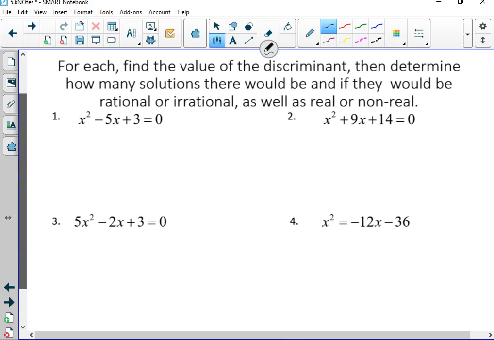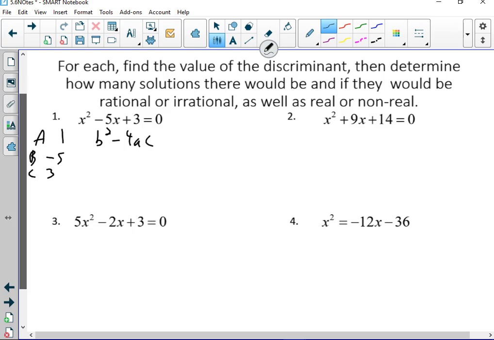Okay, so we need to find the value of the discriminant, then determine how many solutions there would be, and if they would be rational or irrational, as well as real or non-real. In this case, it's always a good place to start by identifying a, b, and c. So a is 1, b is negative 5, and c is 3. Now, I suggest you start by writing b squared minus 4ac first. Writing the skeleton, then filling in your numbers.